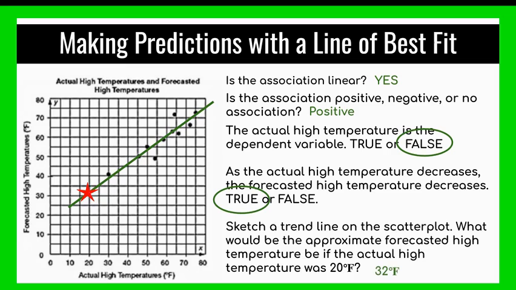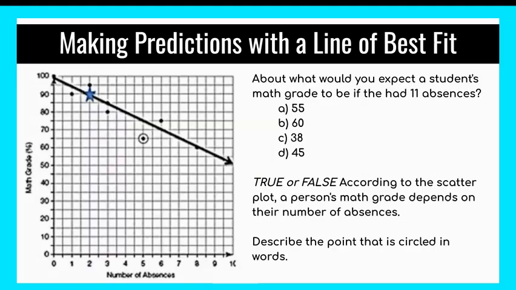So that's how we're going to make our predictions with the line of best fit. We're going to draw the line and then we're going to find the x or y value that's given to us and then find the corresponding value.